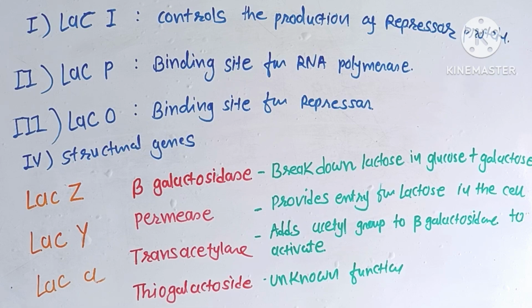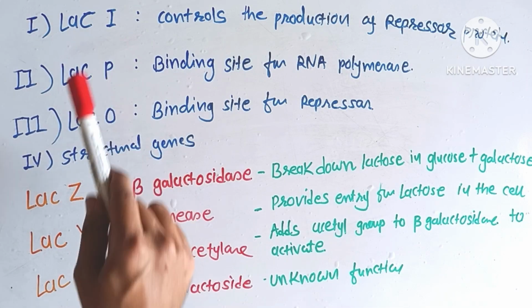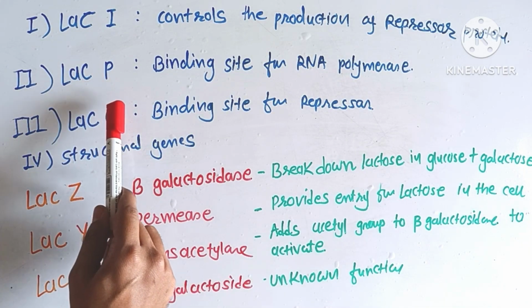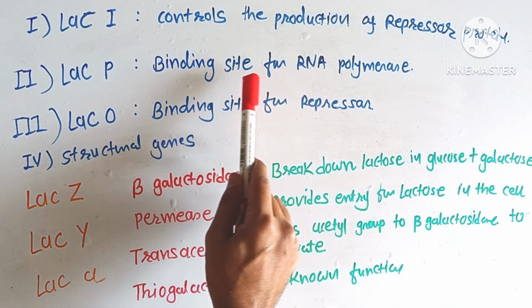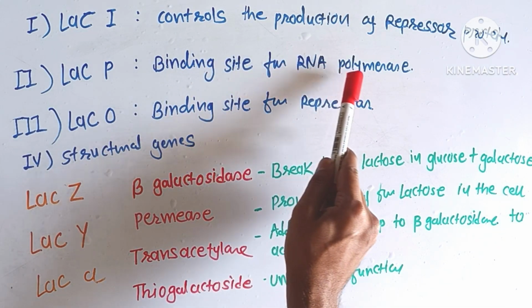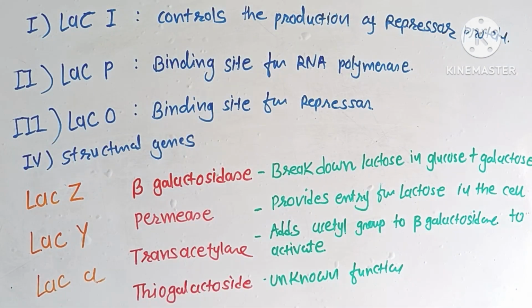Now we discuss the function of these 4 elements. First, what does Lac I do? It controls the production of the repressor protein. As we know, the function of a repressor protein is to inhibit or stop the reaction. So that reaction is stopped via the Lac I element. Second, Lac P is defined as the promoter, and this is the place where RNA polymerase binds. So this is the binding site of RNA polymerase. Third, Lac O is the binding site of the repressor. We'll discuss the mechanism briefly next.